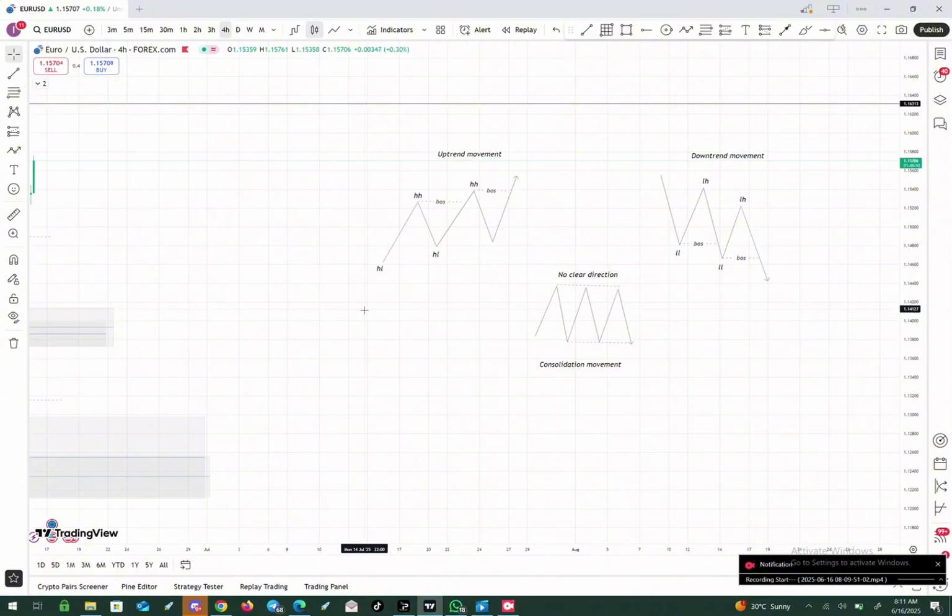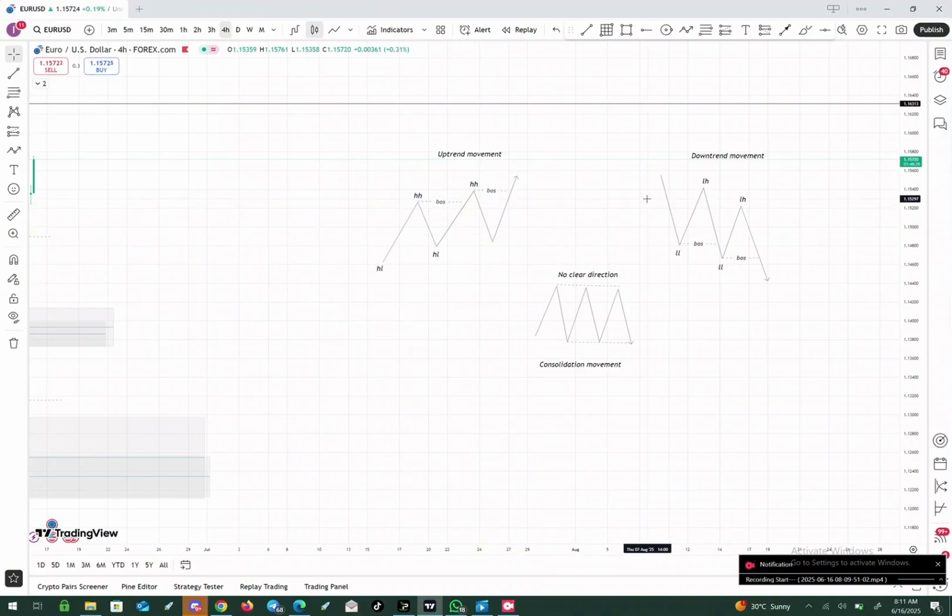Now, the up movement forms a structure called higher high, higher low, continue higher high, higher low. The point from the previous higher high to the next higher high is called a break of structure, because that means if the market moves from one higher high to the next higher high, it's called a break of structure.